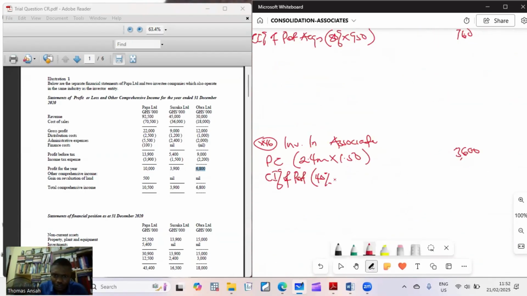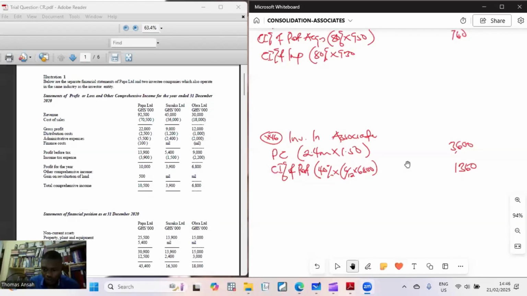So you do 40% multiplied by 6 over 12 by 6,800. So first, 6 over 12 is 0.5 of 6,800. That is 3,400, then you multiply it by 0.40. That gives me 1,360. That is that. CI share of impairment will be 80% multiplied by 930. That gives 744.